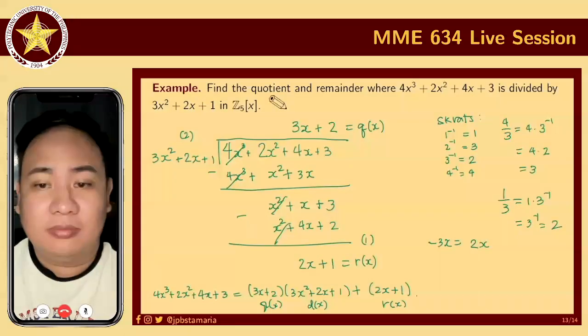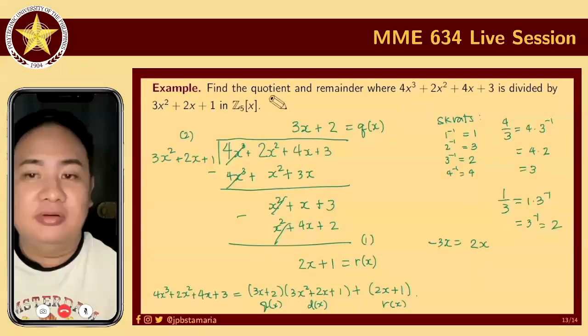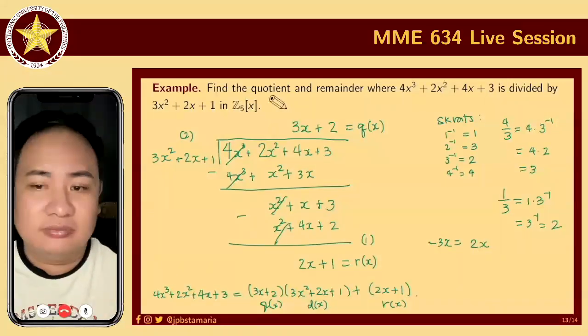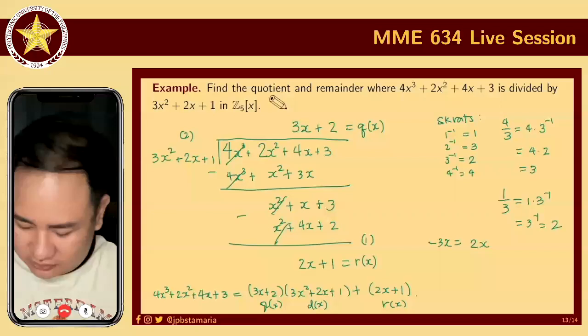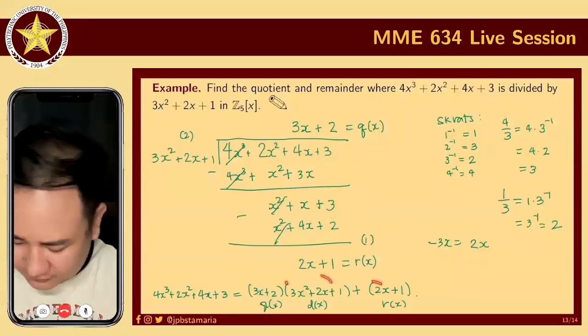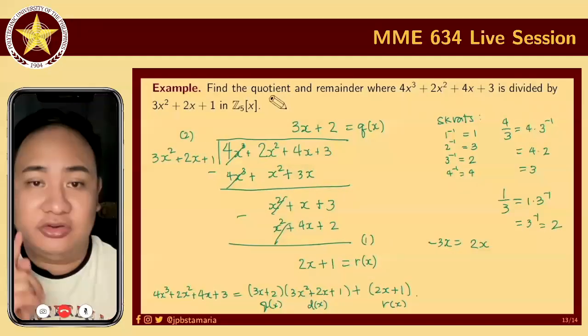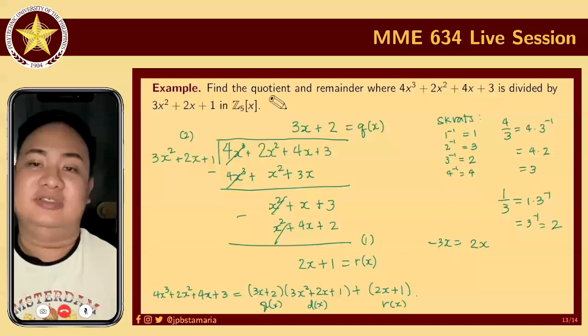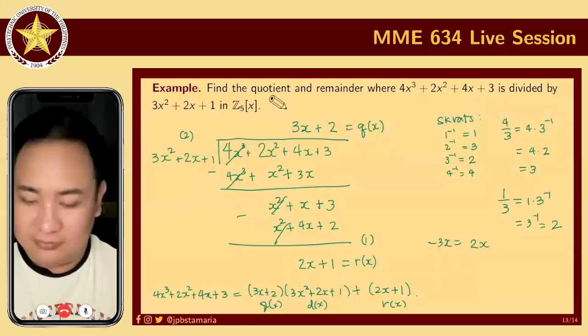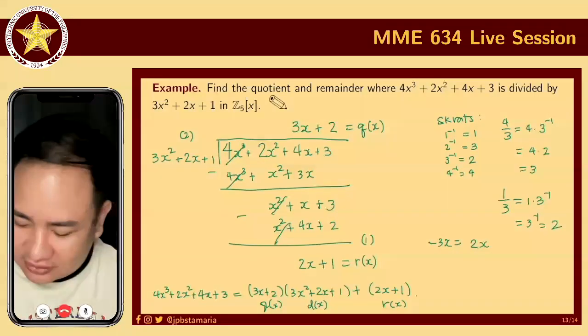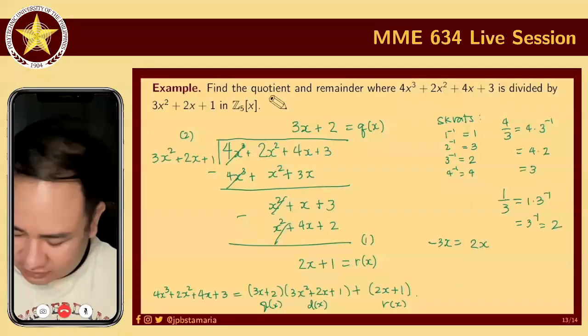O, paano mo ma-check kung tama yung sagot mo pala? How would you check if you have the correct answer? Kapag po nag-equal ang both sides. Oo, so you have to perform this, i-reverse engineering mo to, no? I-multiply mo, tapos i-add mo to, tapos tingnan mo kung ito yung lalabas. But you're going to do that over z sub 5 as well.